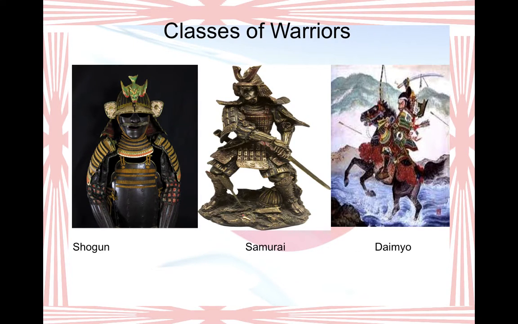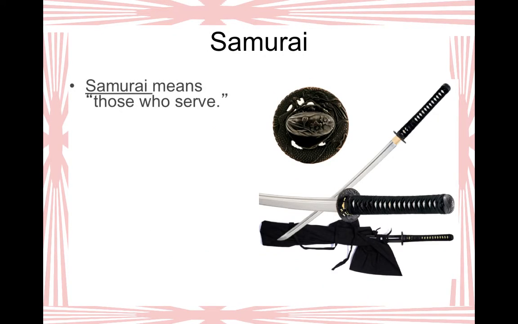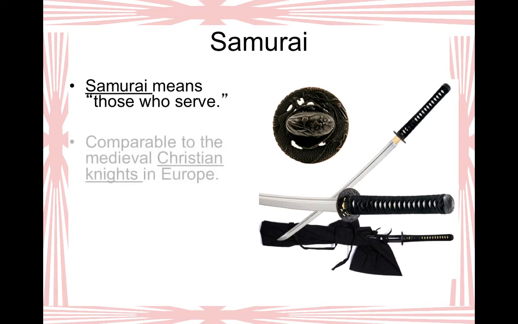These are some pictures as well as some sculptures of these various classes of warriors. So samurai. What does samurai mean? Samurai means those who serve. So a samurai was someone who dedicated their life to fighting for their ruler, their daimyo. It's quite comparable actually to Christian knights in Europe. So the same way that knights would go on one knee and pledge their loyalty to the king, the samurai would do the same.